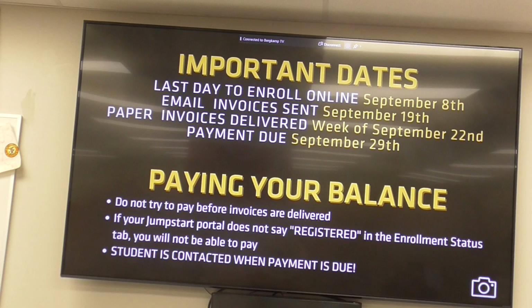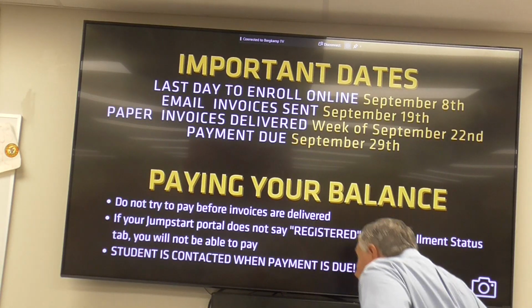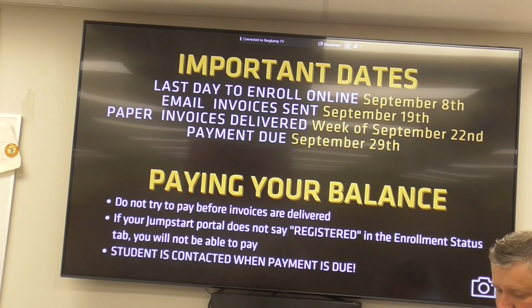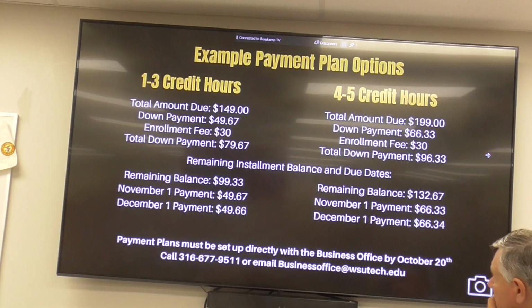So make sure you're not trying to pay before you get that, because it might take us a couple weeks to actually get you enrolled. Then we'll also deliver that email with the instructions. We'll deliver a paper copy too. And then the payment is due on September 29th. But you don't have to pay all at once.